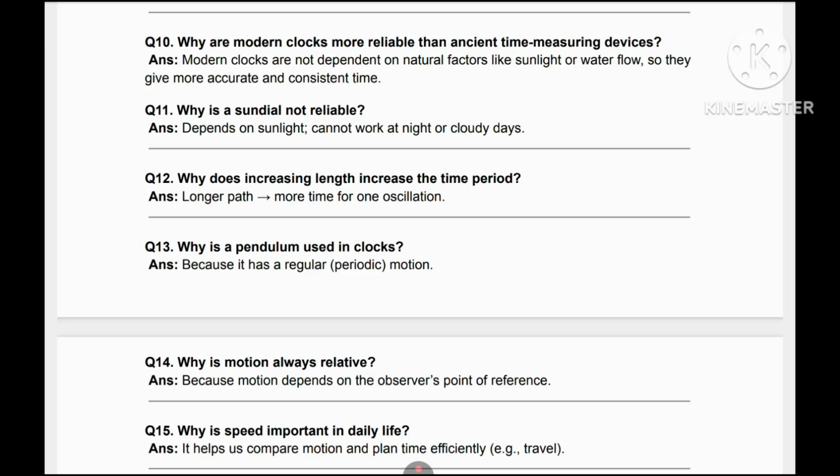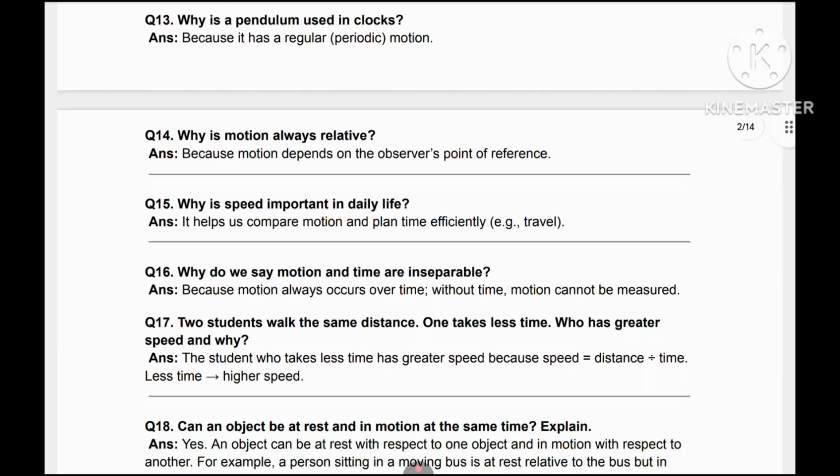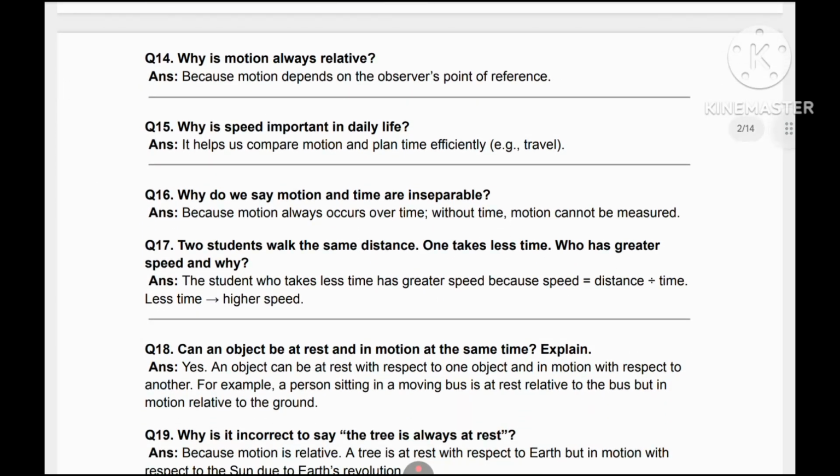Why is a pendulum used in clocks? Because it has a regular or periodic motion. Why is motion always relative? Because motion depends on the observer's point of reference. Why is speed important in daily life? It helps us compare motion and plan time efficiently.